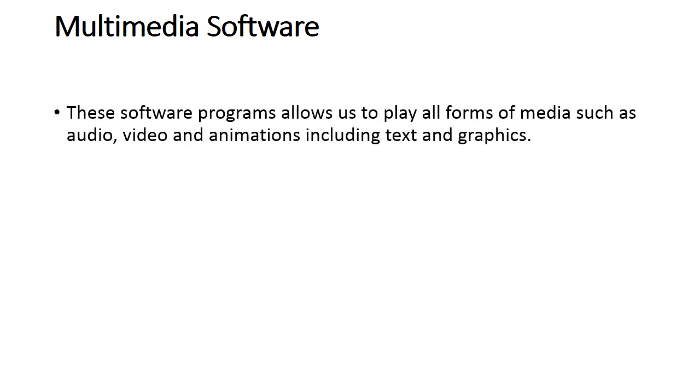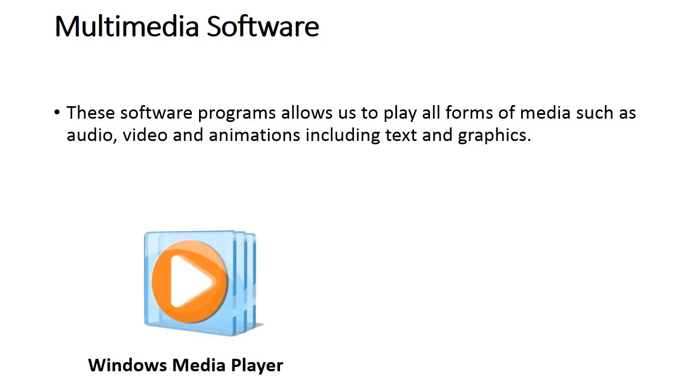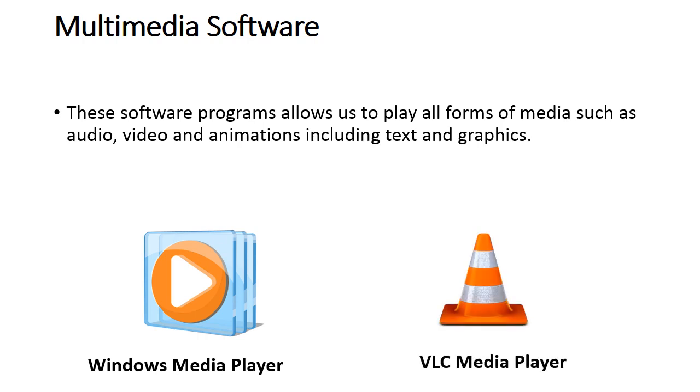Multimedia software. Multimedia software allows us to play all forms of media such as audio, video, and animation, including text and graphics. So, what are the examples of multimedia software? Windows Media Player and VLC Media Player.